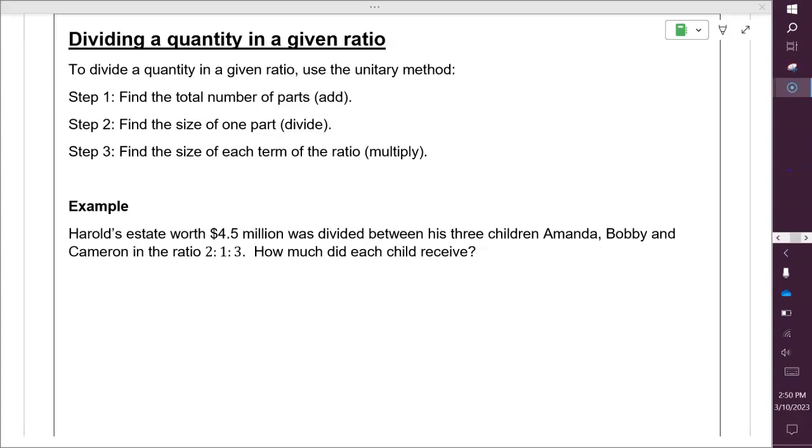In this lesson, we're looking at dividing a quantity into a given ratio. There are a couple of steps we need to follow, and it could also be called the unitary method. So just be mindful of those different names for things that we use.